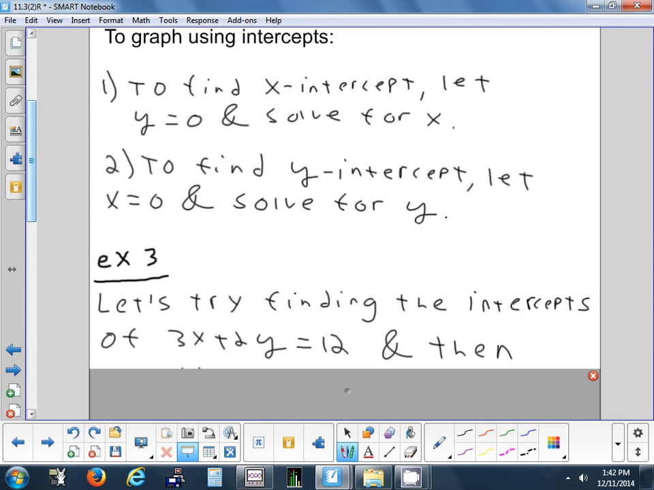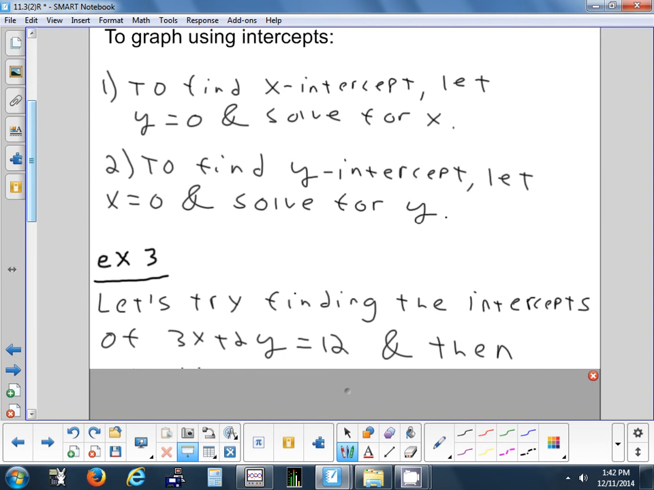Now why would you graph it this way? We already have a way to graph it. That's what we've been working on the last couple problems. Well, sometimes this way is easier. Think of this as a different tool. This is a different way to graph a function. Sometimes it's easier than using slope. It depends on the problem.